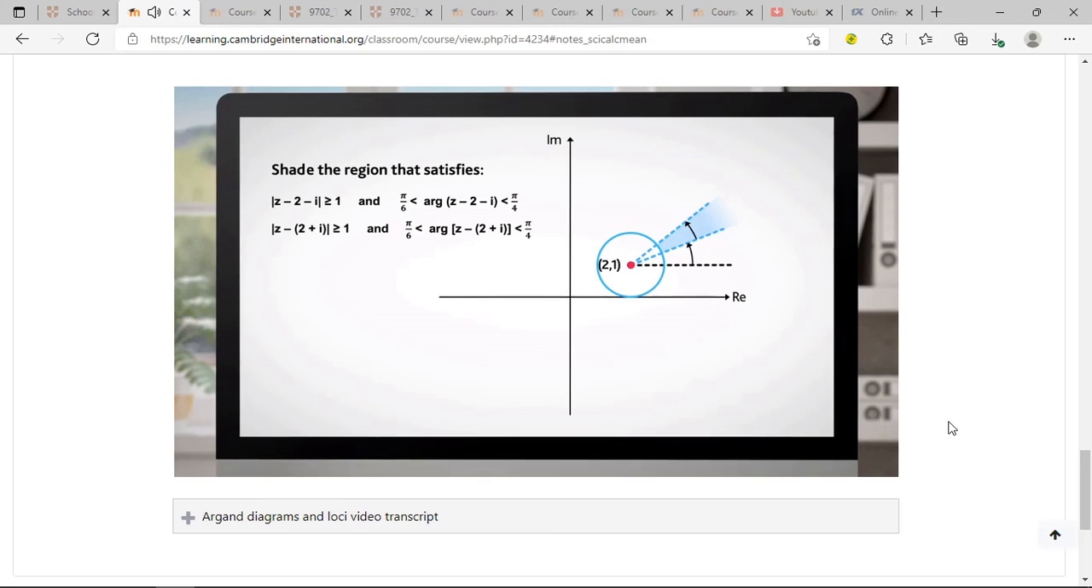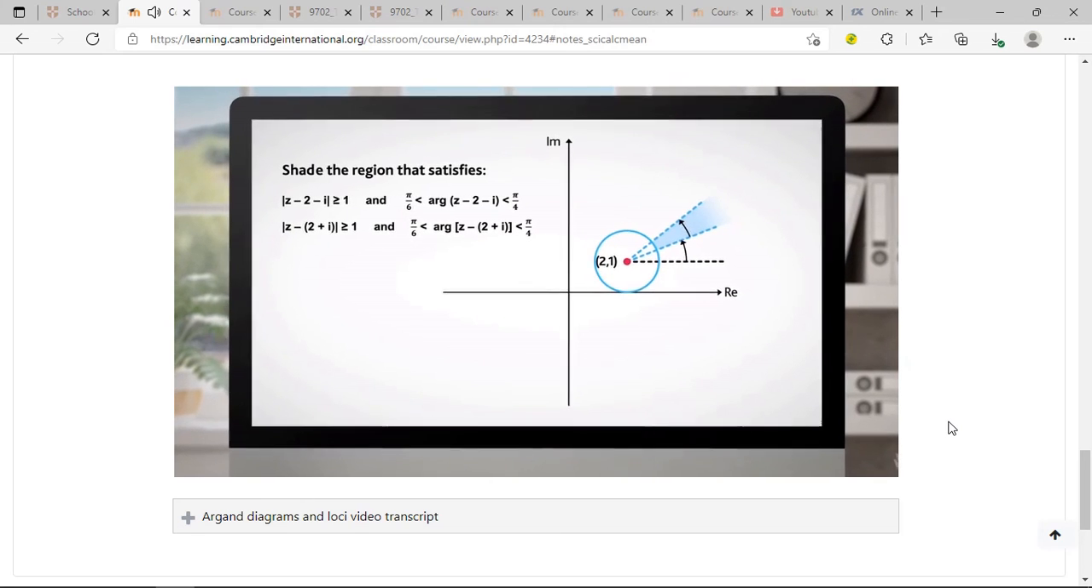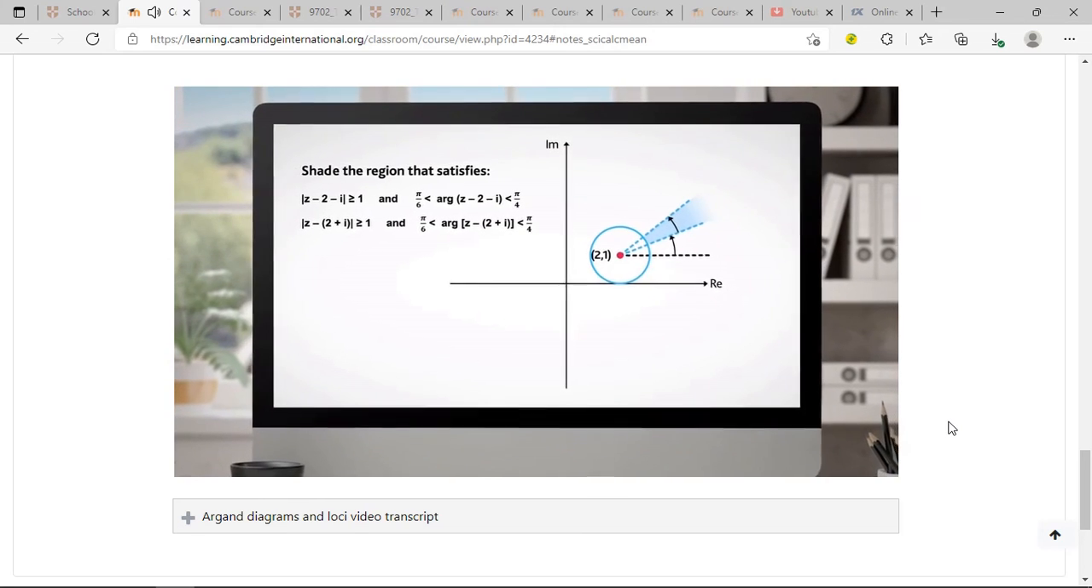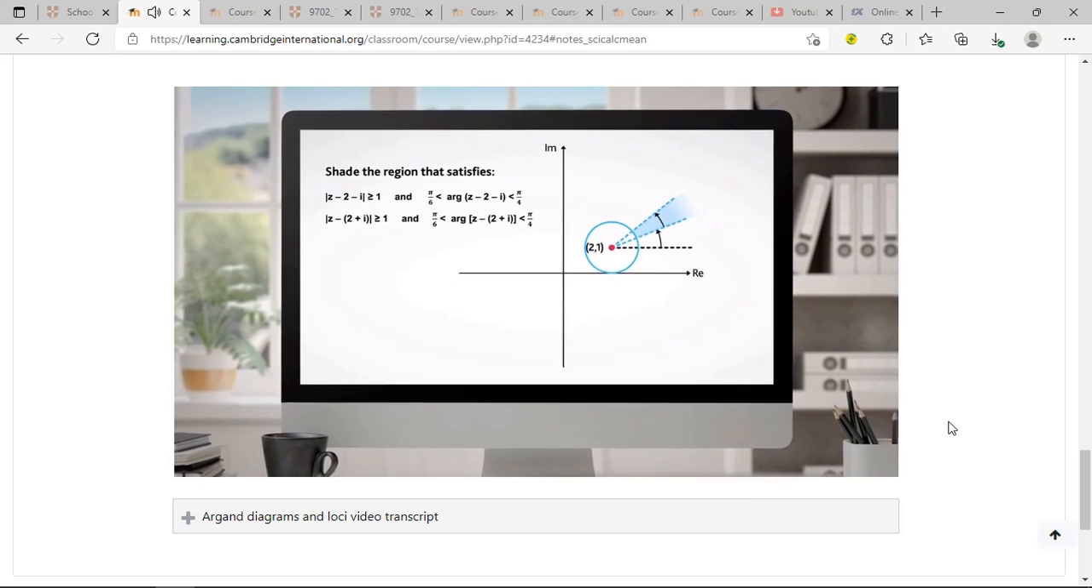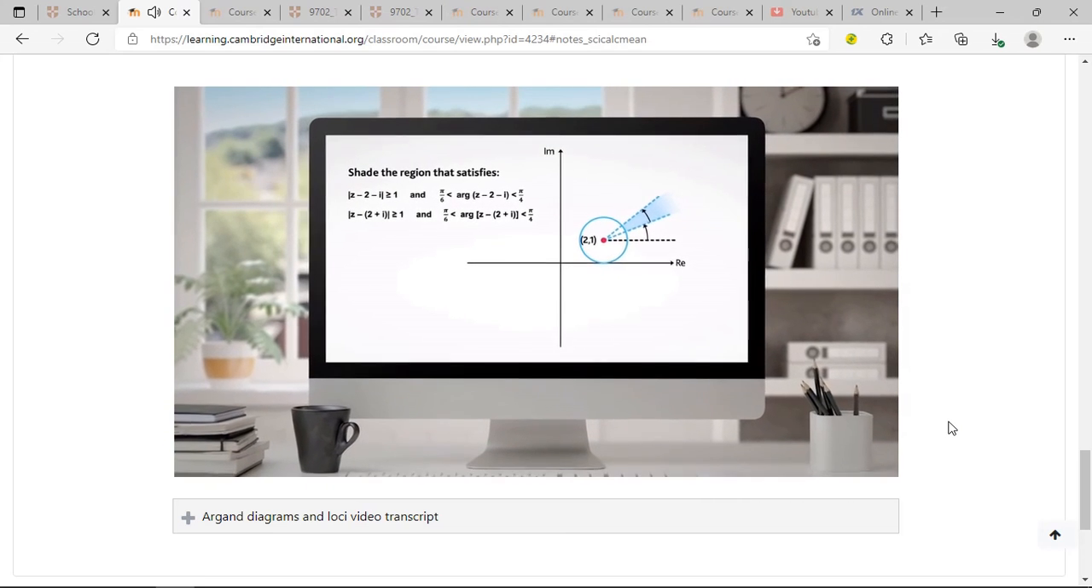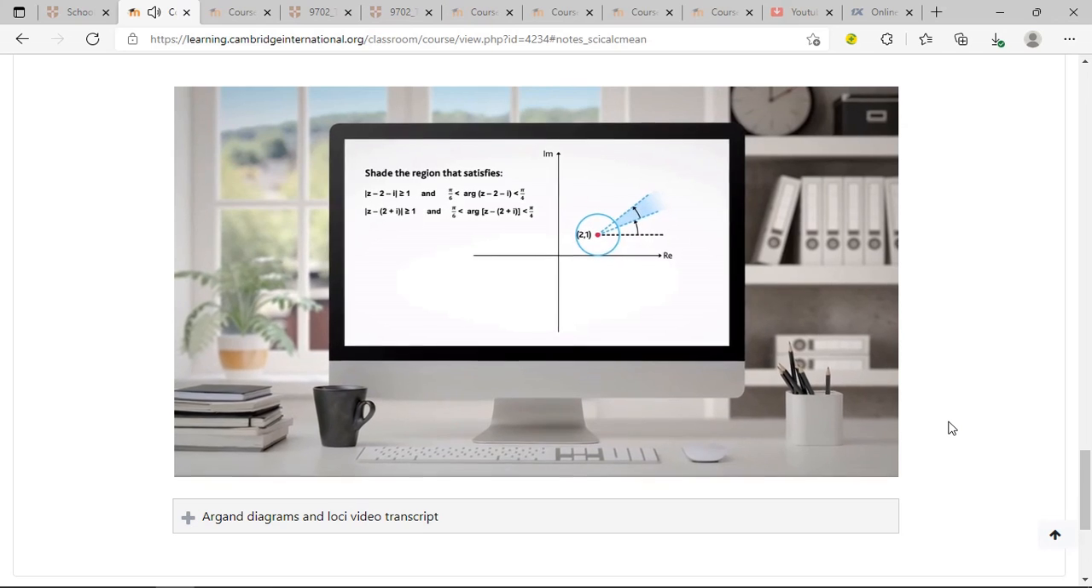So you've looked at how Argand diagrams can be used to visualize complex numbers. Now you can use them to understand relationships between numbers, to sketch loci, and to solve equations and inequalities. Good luck!